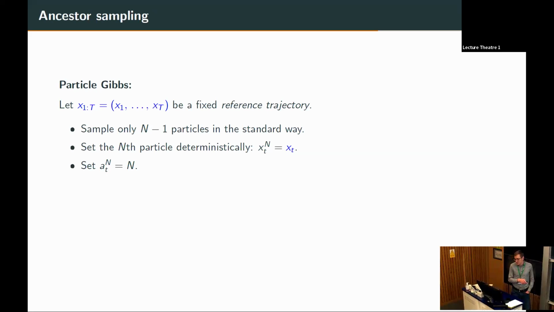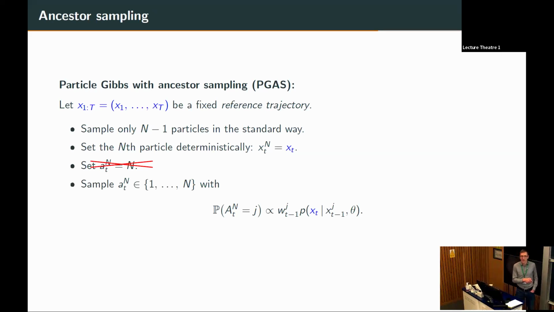So in ancestor sampling, the only thing that we change in the algorithm is this last step here, where we set the ancestor index deterministically, and instead we will generate a sample for this variable stochastically. Specifically, I will sample this ancestor index for the nth particle, that is the reference particle, with probabilities given by this expression here.